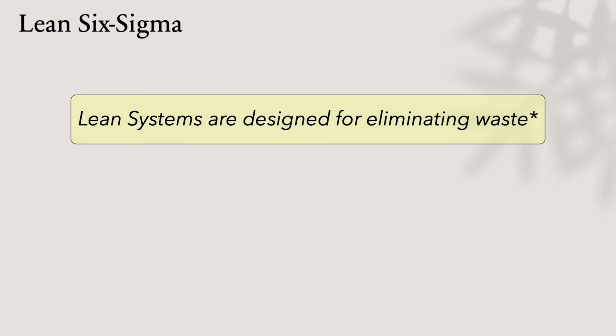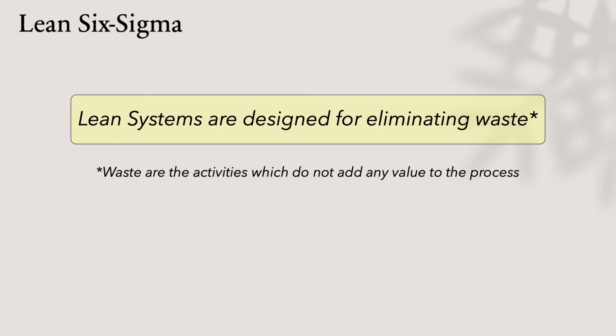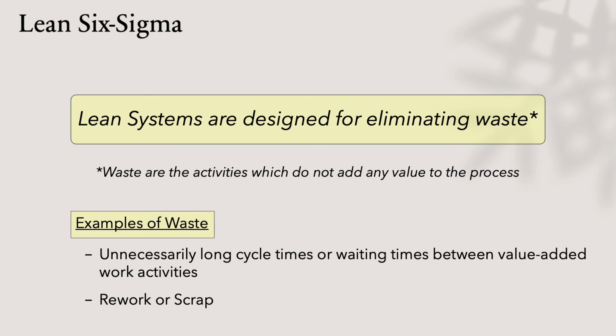in this we focus on the elimination of the waste from the Six Sigma or from the process, right? So by waste we mean the activities which do not add any value to the process, right? So in Lean Six Sigma our focus will be on identification of non-value adding activities and then eventually the elimination of it. So the examples of the waste or non-value adding activities is unnecessarily long cycle times and or the waiting times between value added activities to be performed.